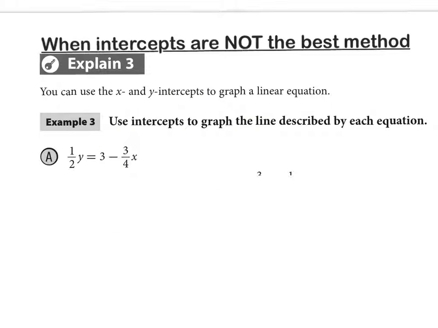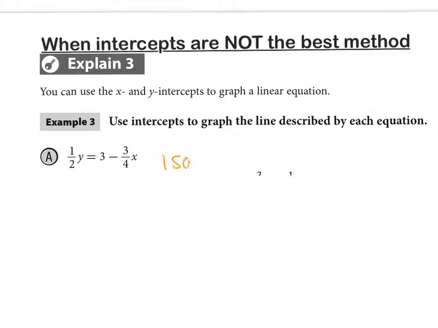All right, the last thing I want to show you is that sometimes, and actually a lot of times, intercepts are not the best method for graphing something. So we have two examples here. First of all, in A, intercepts are not the best method. The x and the y are not on the same side of the equation, and generally anytime that happens, intercepts aren't as easy to work with.